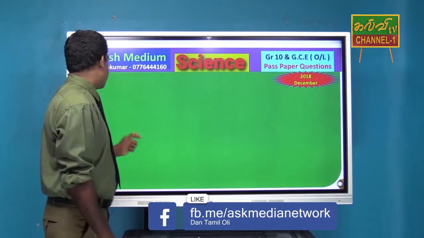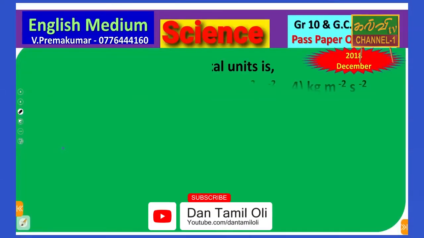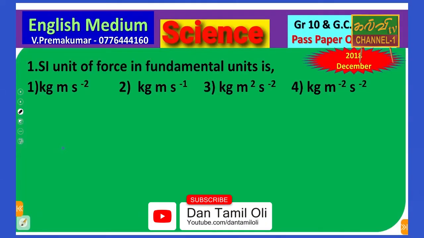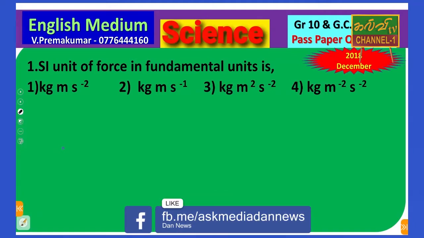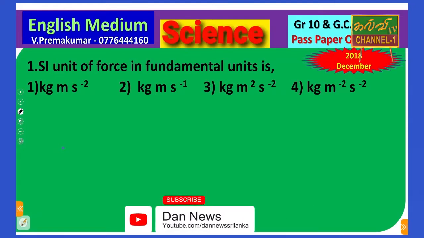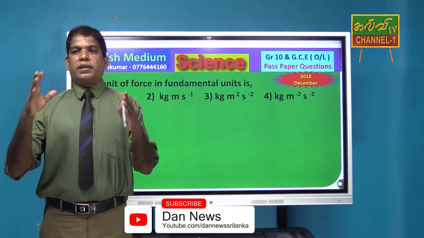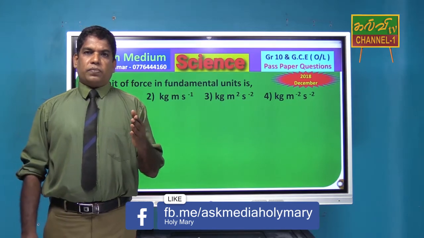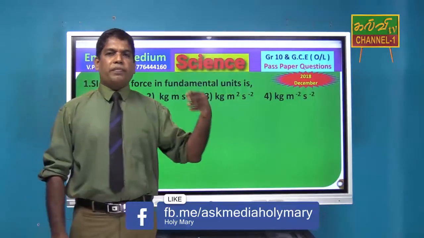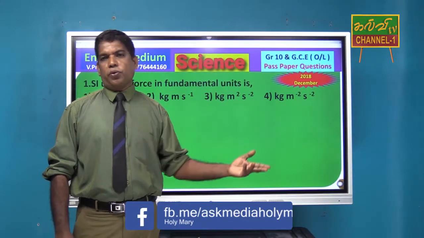Today we'll go through MCQ questions. The first question: the SI unit of force in fundamental units is: first, kilogram meter second minus 2; second, kilogram meter second minus 1; third, kilogram meter squared second minus 2; and fourth, kilogram meter second minus 2. But you already know that the SI unit of force is Newton.